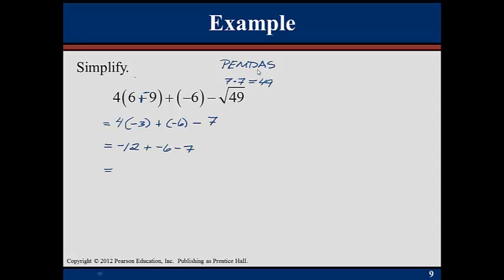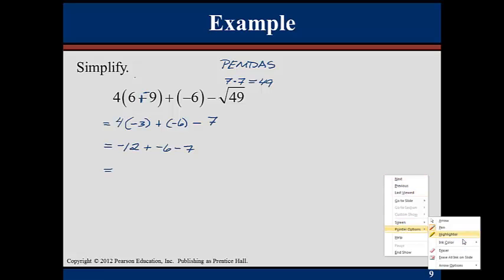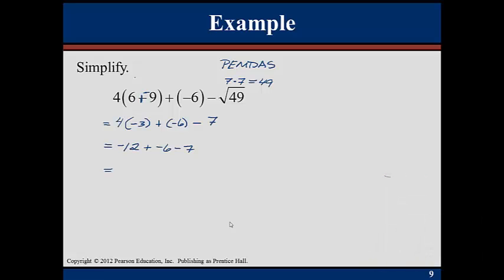No division, however, we have adding and subtracting. So let's start from left to right. So we see negative 12 plus negative 6. When they have the same sign, you're going to add the numbers and keep the sign. So add the numbers and keep the sign. So this will become negative 18 minus 7.